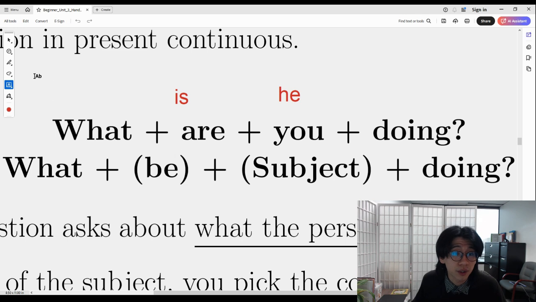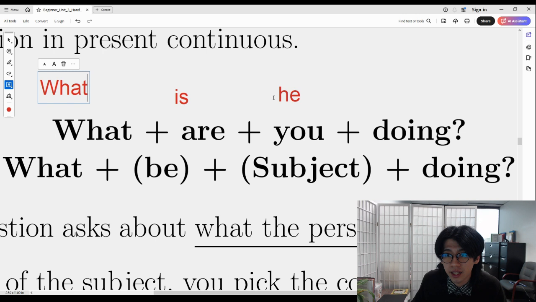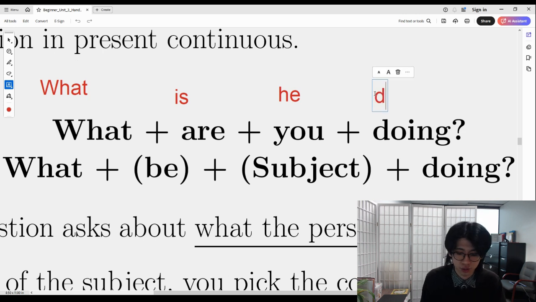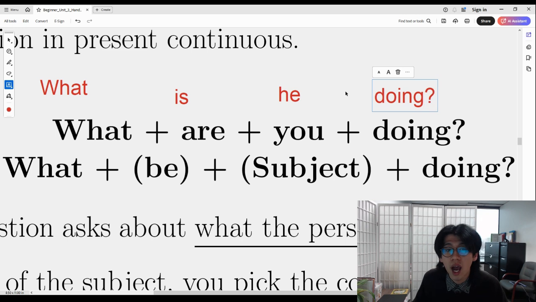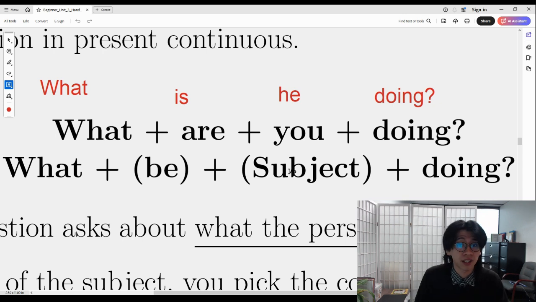All you need to do is add the front, which is what? And ending doing over here. Let's see. Doing, question mark. Okay. So the sentence would be, what is he doing? Asking, maybe there is Kevin just walking by. You're like, oh, what is he doing? Right? Something like that. So that's how you would ask a question. What is he doing? Right?